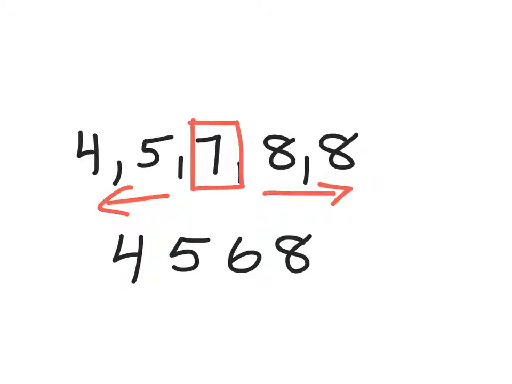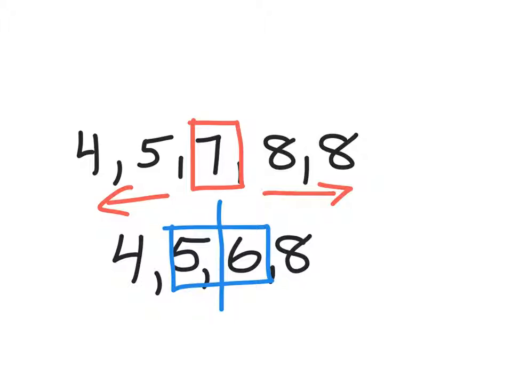Here is another small set of data, 4, 5, 6, and 8. In this case, we have two middle numbers. We have the 5 and the 6. So therefore, the median will fall directly in between the 5 and the 6 at 5.5.